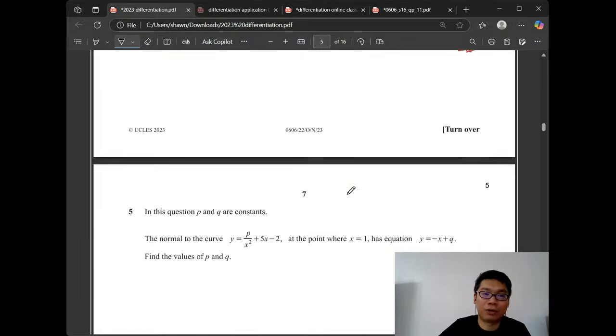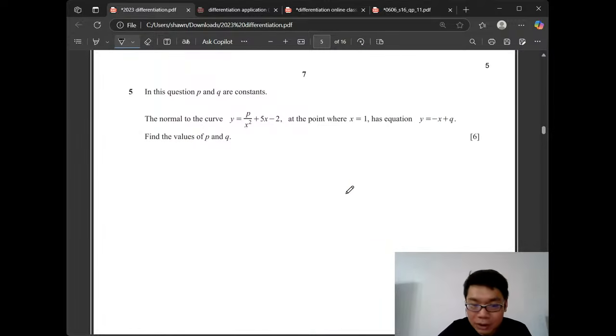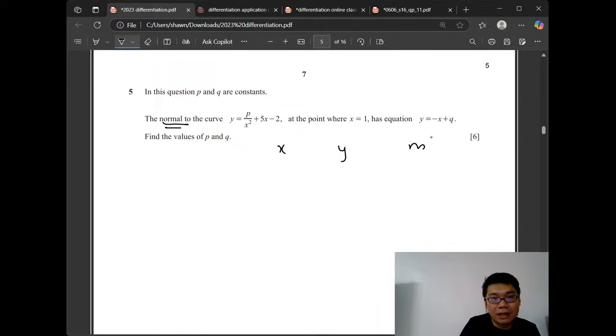Okay, let's proceed to the next question. Question 5. P and Q are constants. This is again the equation of the normal. So for the equation of the normal, we just find x, y, and the gradient and put them into the normal equation here. So you should get the answer.